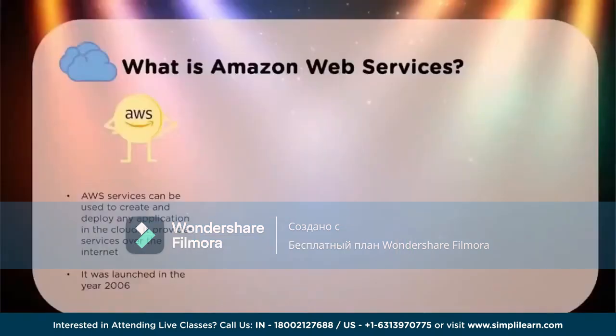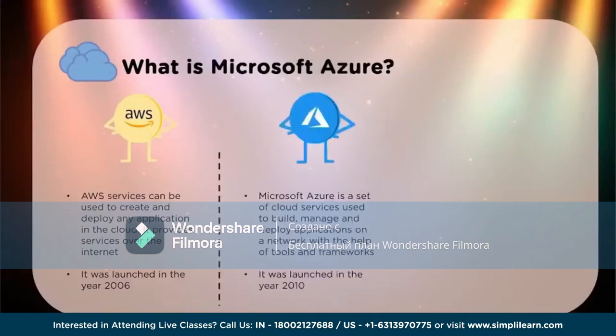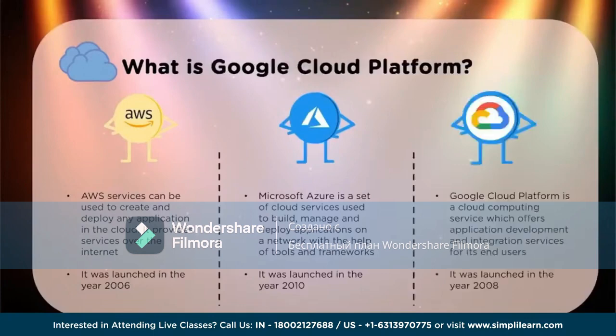AWS provides services that enable users to create and deploy applications over the cloud. These services are accessible via the internet. AWS, being the oldest of the lot, was launched in the year 2006. Azure, launched in 2010, is a computing platform that offers a wide range of services to build, manage, and deploy applications on the network using tools and frameworks. Launched in the year 2008, GCP offers application development and integration services for its end users. In addition to cloud management, it also offers services for big data, machine learning, and IoT.